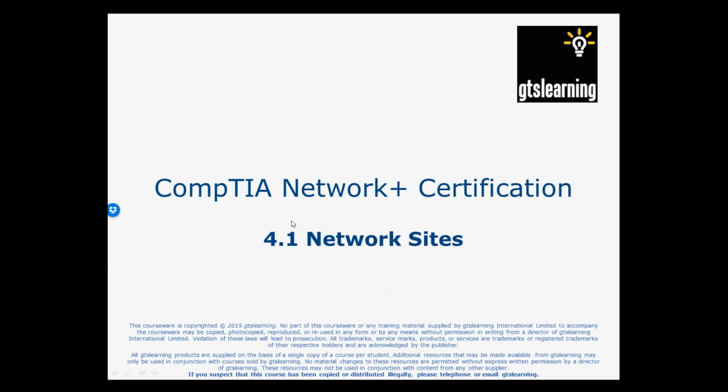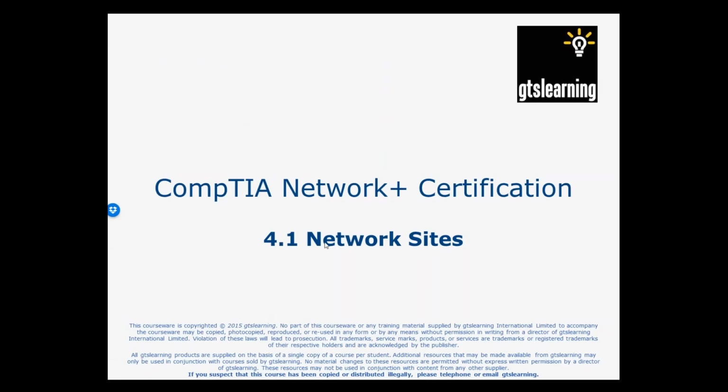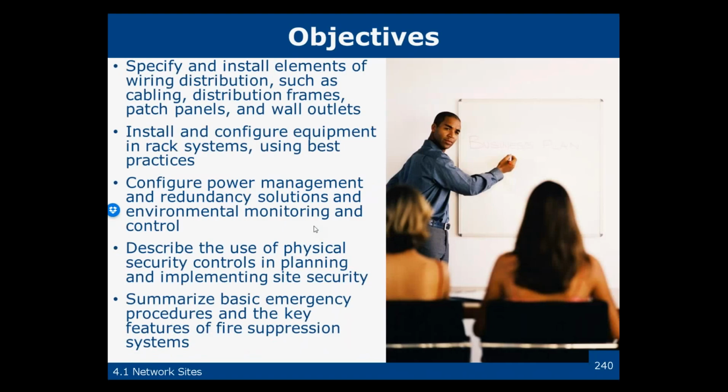We'll make a presumption that everybody's back or nearly so. So what we want to do in this one is about how the buildings are set up, how the wiring is set up, and it's called network sites, the way the site looks. So the objectives are to specify and install elements of wiring distribution such as cabling, distribution frames, patch panels, and wall outlets. All kind of cool names, but how are we going to make the data physically go from one location to the other? That's what we're talking about.